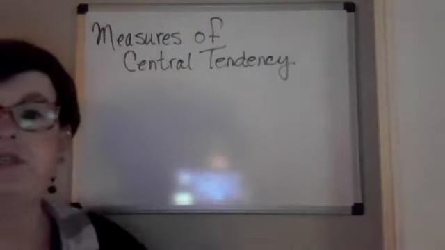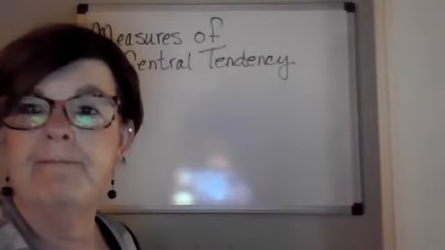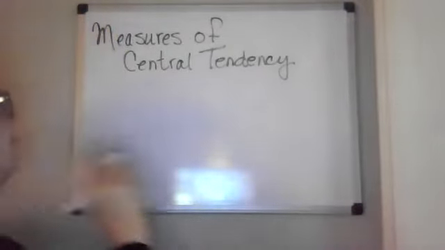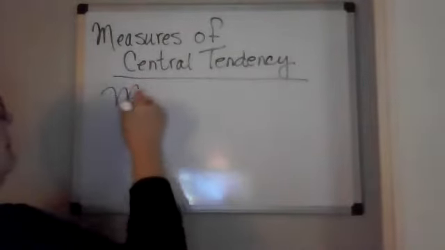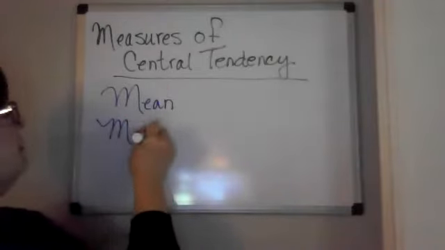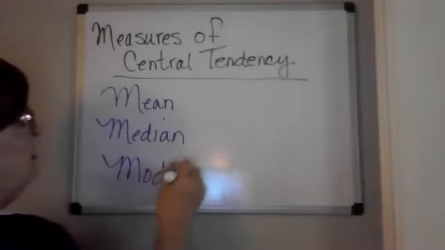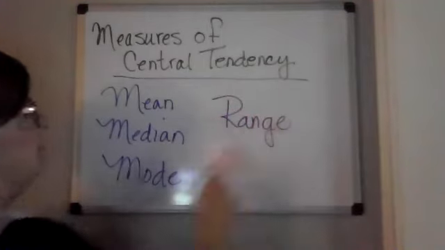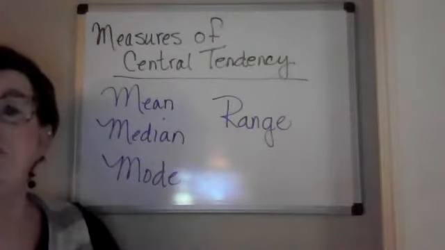Okay, measures of central tendency. No. Did someone say something? I said no. Okay. Okay, measures of central tendency might not be a familiar phrase, but these will be. That means we're going to find the mean, the median, the mode, and the range of a set of numbers. So if you'll write those down real quick, I'll give you the definition of each one of those.